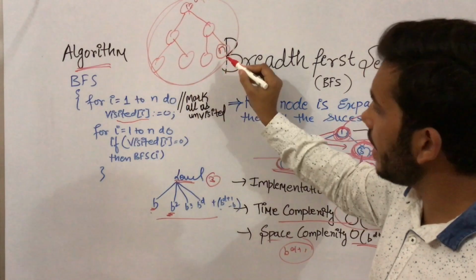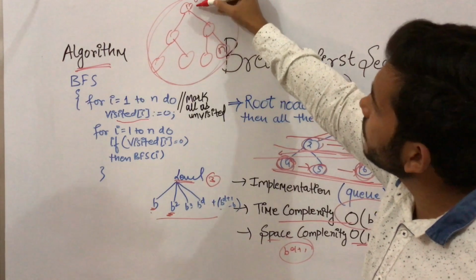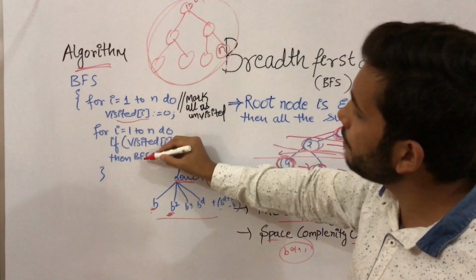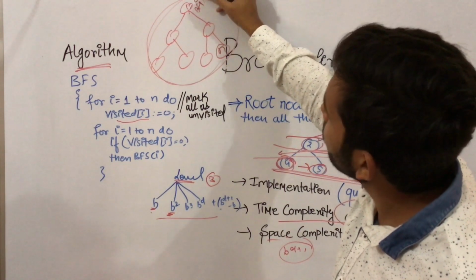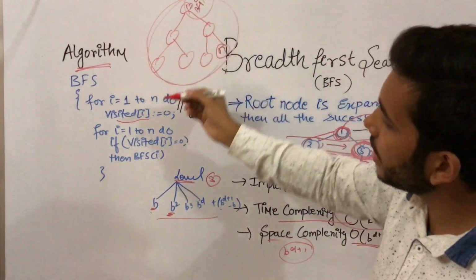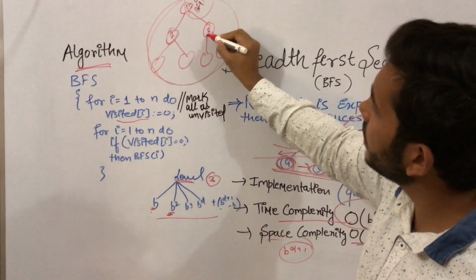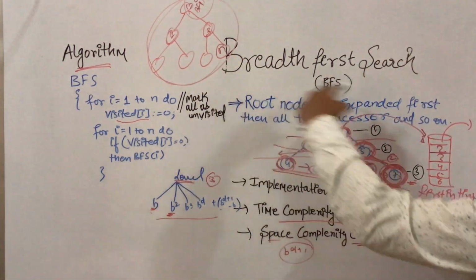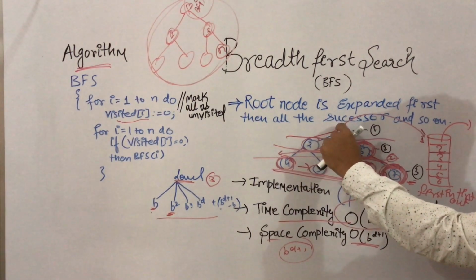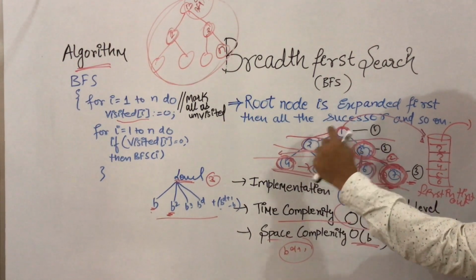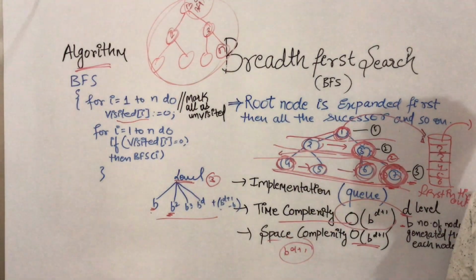And then from i equals 1 to n, if visited i equals 0, like initially, then BFS of i, means now BFS of 1, so this node is visited, and again the loop will continue, and now you will be at 2, then 3, then 4, then 5, and so on. So it is a breadth first search in which root nodes are visited first, then all the successor nodes, then all their successor nodes. So this was all about the breadth first search.